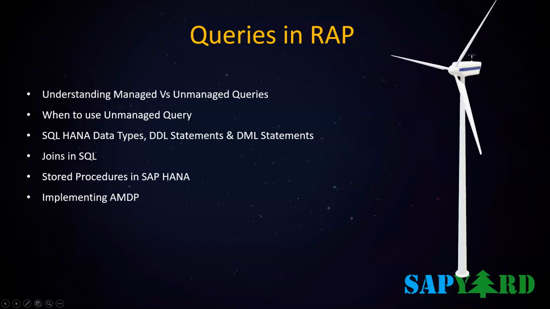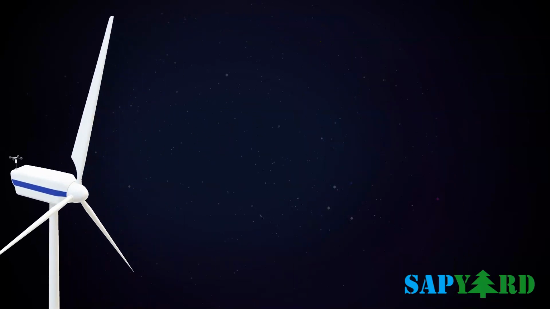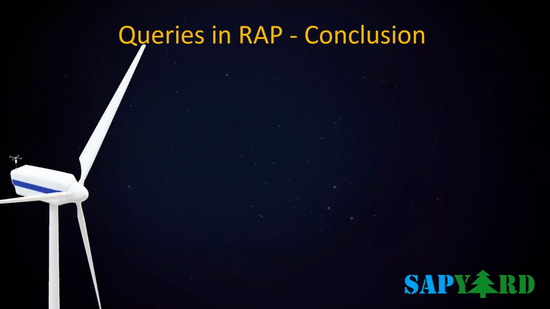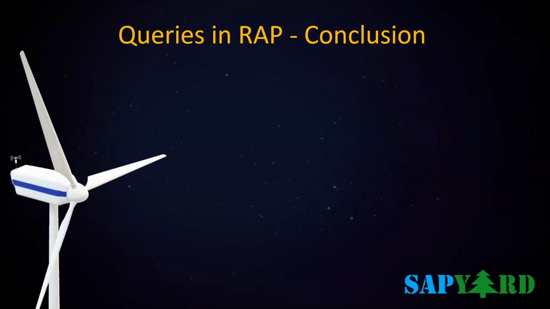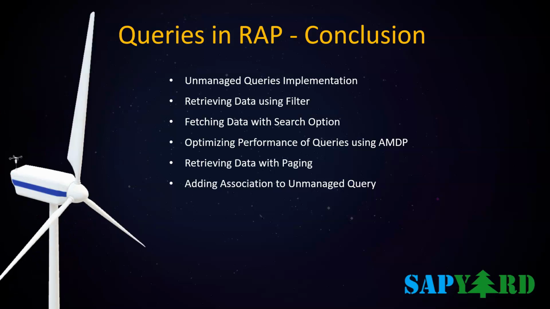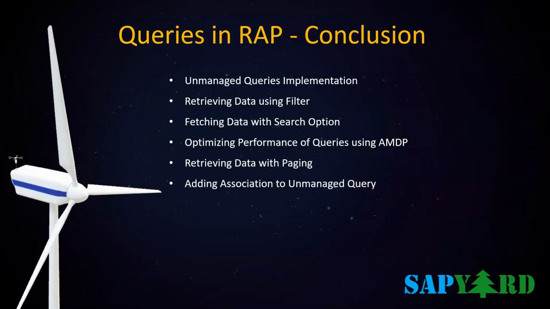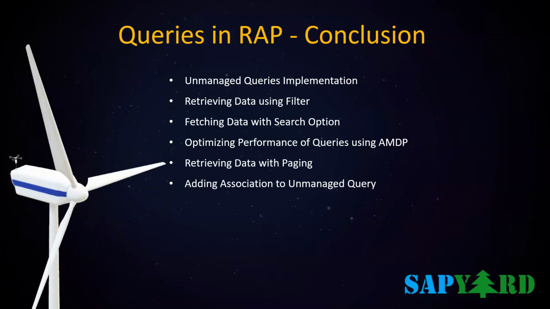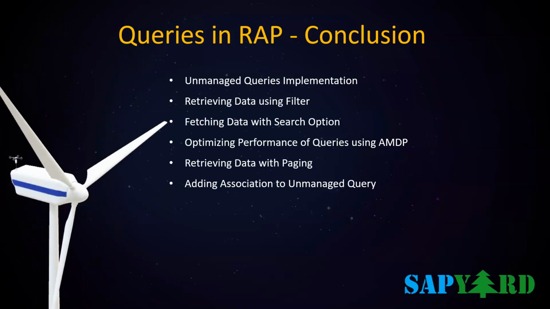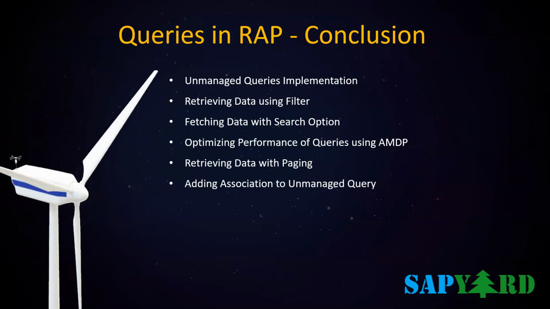We will take another closer look at the queries in RESTful application programming. This time, we will focus on the unmanaged query implementation. Since it is unmanaged, you have to handle everything yourself. We will showcase how to retrieve data using filters and search options along with the paging and associations. We will also guide you in optimizing performance of queries using AMDP.